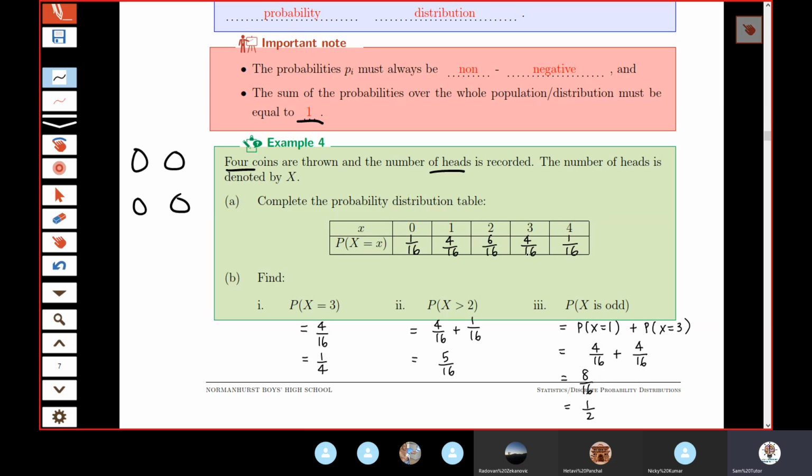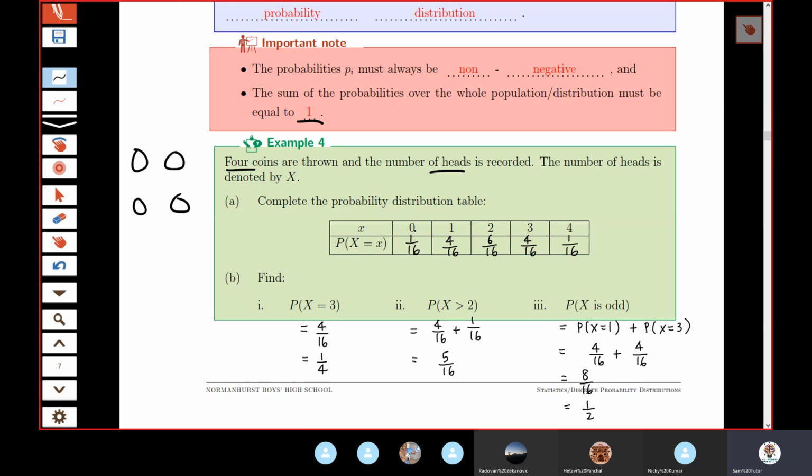So it's always going to look like this. Your X depends on what it's asking you. In this case, it says number of heads, so that'll be 0, 1, 2, 3, 4. You could have said number of tails, it'll still be 0, 1, 2, 3, 4. For a dice, it could be 1, 2, 3, 4, 5, 6. These are your outcomes, and this is the probability of that occurring.